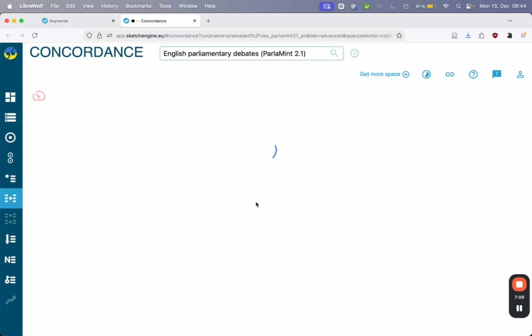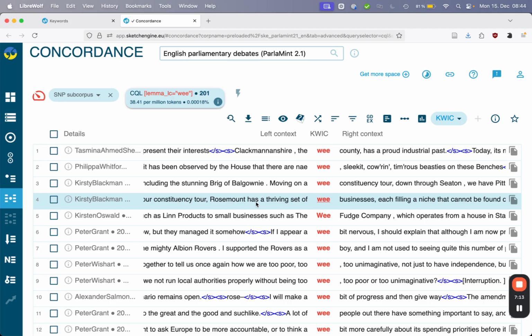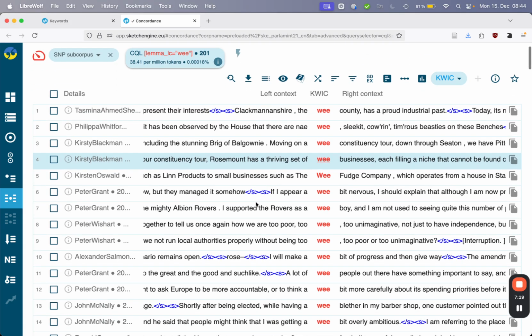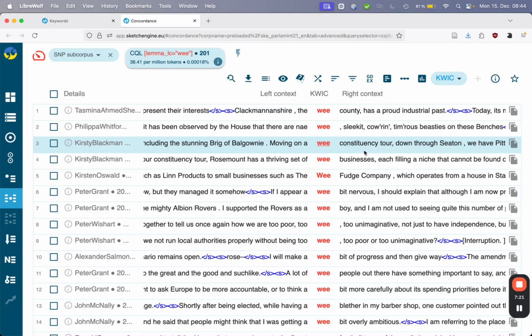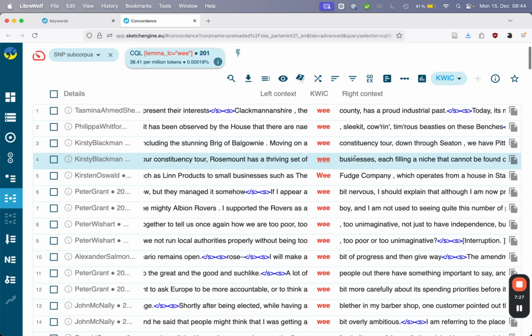So we're going to look at the concordance of wee, and as I said, it's specific to Irish and Scottish English, and it's a diminutive. So we have, moving on, a wee constituency tour, so that's a small, short tour of some kind. It's usually a diminutive of some kind.